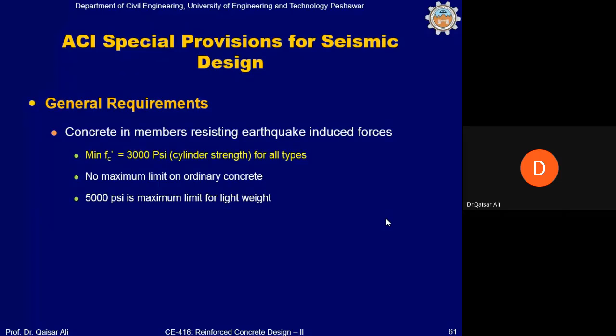As the R factor is in the denominator, the base shear will come out less when R is 8.5, and you will require less reinforcement as compared to another frame. For the IMRF, the R factor is 5.5, and for OMRF it is 3.5.